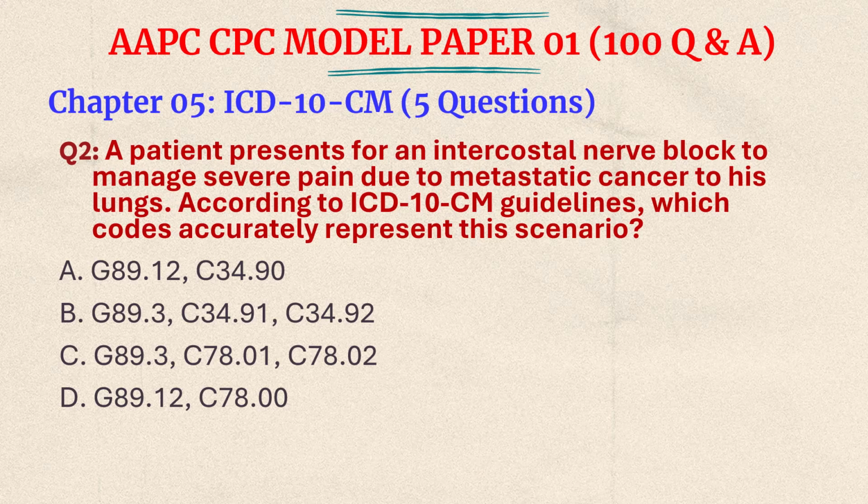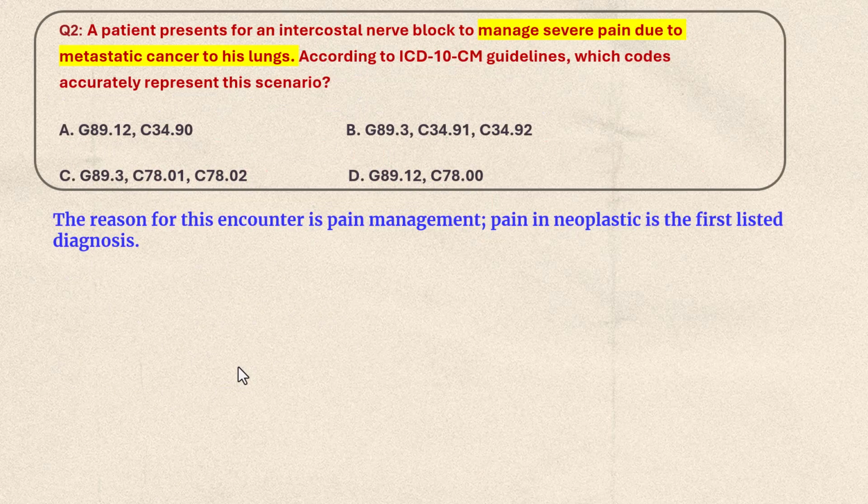For this question, you can find the answer in 2 ways. One way, you can go to the alphabetic index of the ICD 10 CM codebook and find the answer, but it is time consuming. For this MCQ, you can use the elimination method. You can see there are only 3 codes: G89 code series, C34 code series and C78. So you can check those 3 codes and find the answer. In this question, the patient came to the clinic for severe pain due to the metastatic cancer. So the reason for this encounter is pain management. Pain in neoplastic is the first listed diagnosis.